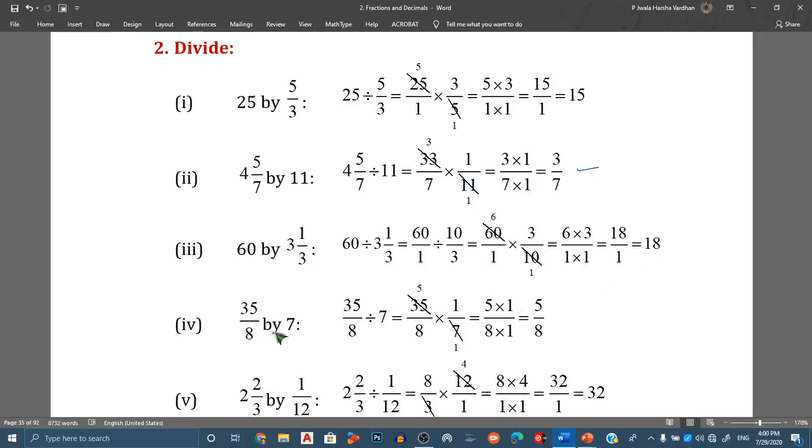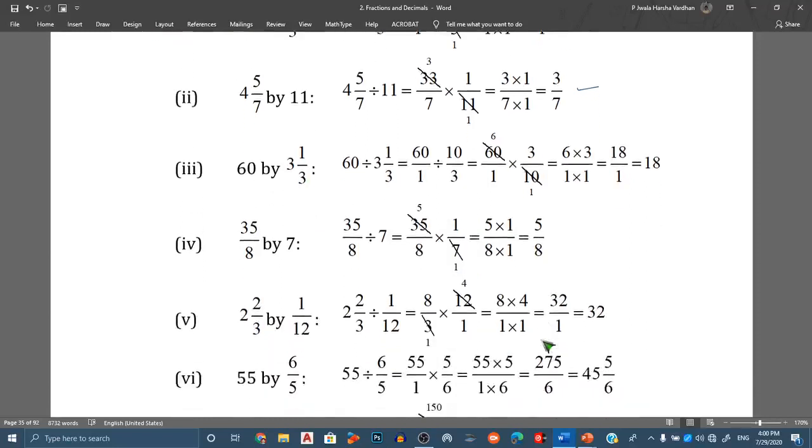Next, 35 by 8 by 7. 35 by 8 divided by 7. So how can you write this? 35 by 8 into 1 by 7. Reciprocal of 7 is 1 by 7. So now you can cancel these two. 7 1s are 7, 7 5s are 35. So next, 5 1s are 5, 8 1s are 8. So it is 5 by 8.